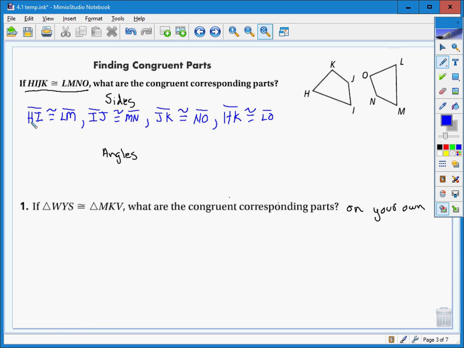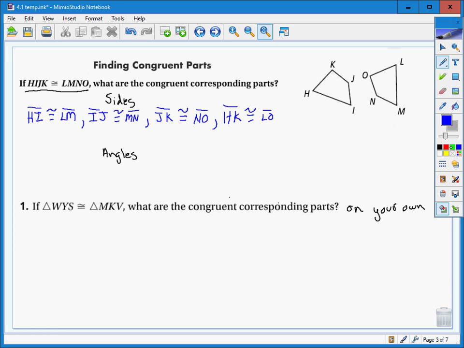Now, also remember that HI, you could have listed it as IH. The order of these two in a segment doesn't matter, so my answer and your answer might occasionally look different, but if they give it to you in an order, I recommend that you keep it in the order that they've given it to you in.